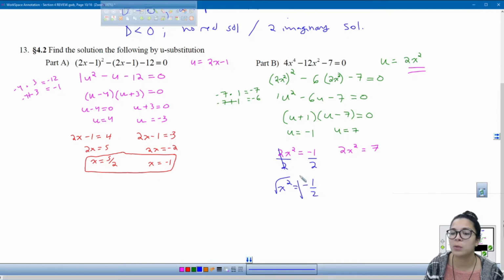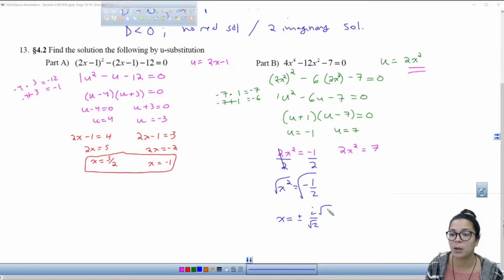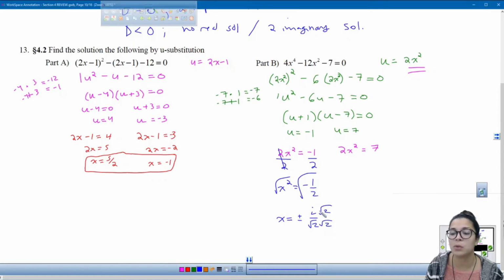And then we're going to go ahead and square root both sides. Remember, when you square root both sides, your result is plus minus. The square root of negative 1 is just i. And then on the denominator, square root of 2. Now we can't have a radical in the denominator, so I'm going to go ahead and multiply by square root of 2 over square root of 2 to get rid of that radical in the denominator.